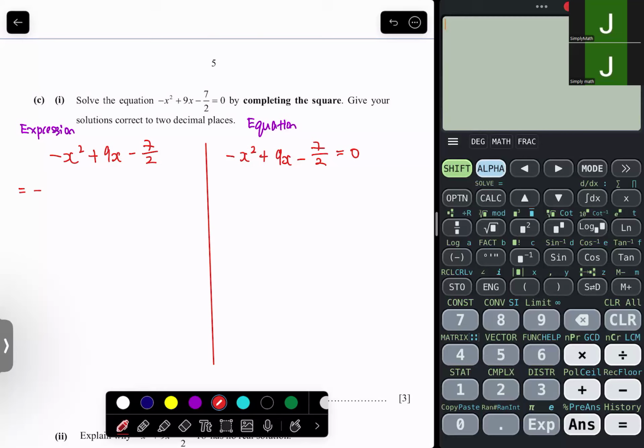So I have to complete the square with the negative. Now negative, I factorize it out. So I'll get negative x squared minus 9x minus 7 over 2. Because the number is not important in completing the square, I don't really touch it. So now complete the square, I will have negative x squared minus 9x plus 9 over 2 squared, minus 9 over 2 squared, close, minus 7 over 2.